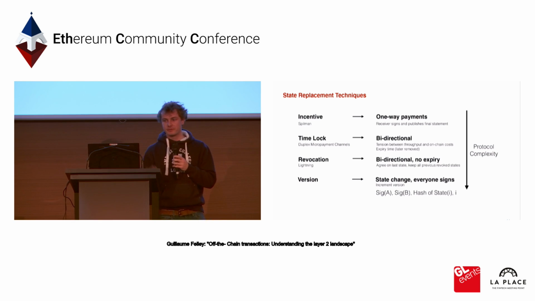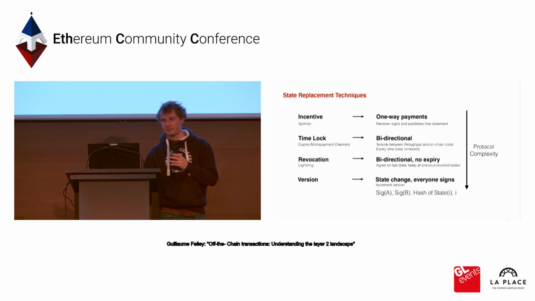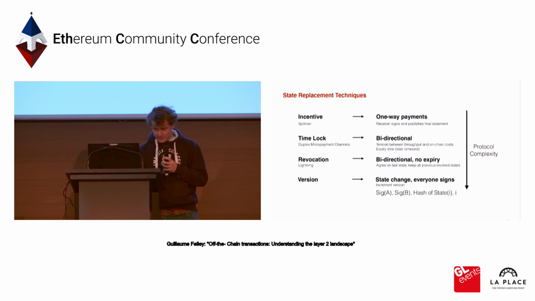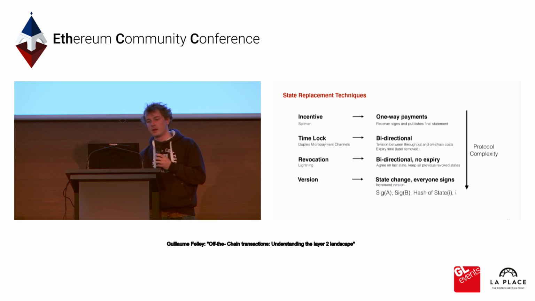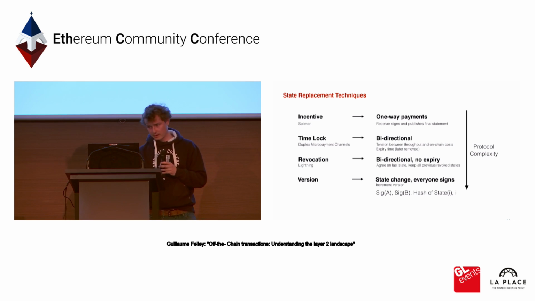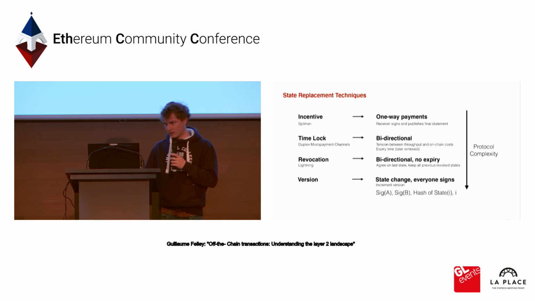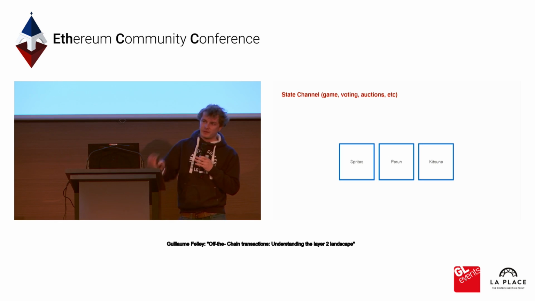And then we have seen the emergence of time locks with the duplex micropayment channel paper, and this allows for bidirectional payment channels by introducing an expiry time. Then you add the revocation state replacement, which is the one currently used in the Lightning Network. It uses a pre-image to revoke old states. And the most recent one is eltoo, which I won't get into detail here, but you can check the paper.